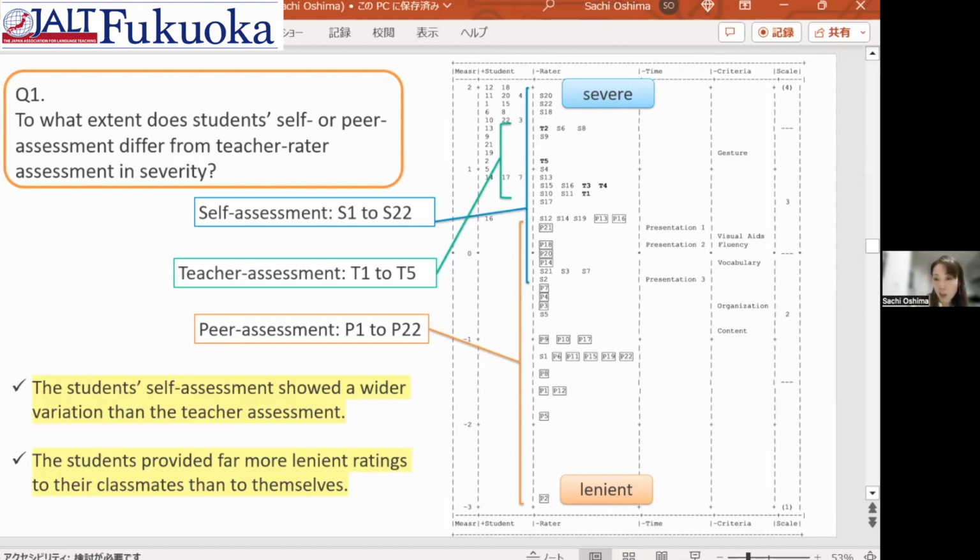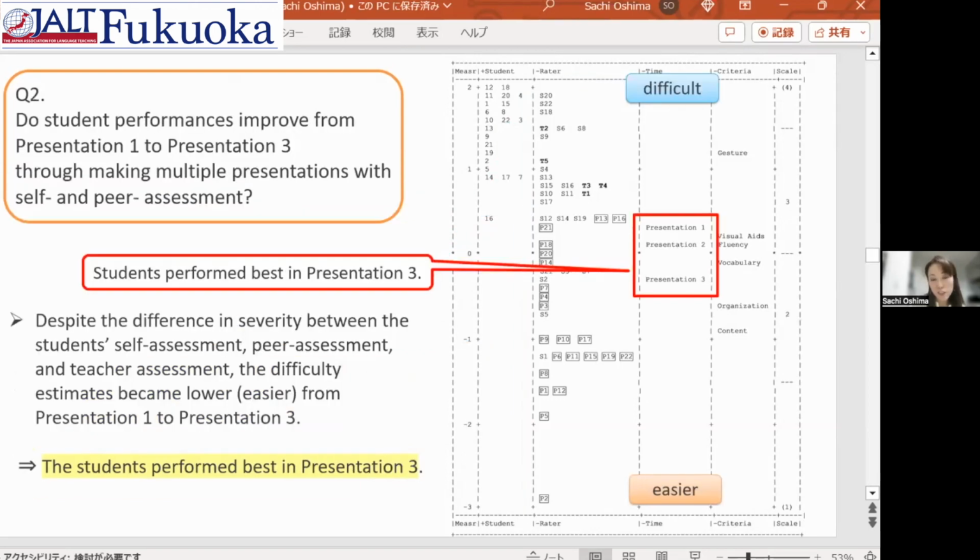Despite these huge differences among these three types of assessment, the second important result is that student performance improved. So using the same Wright map is easier. In this Wright map, the higher the item position, the more difficult it is estimated to be, and the lower the item position, the easier. And you can see presentation 1 is positioned higher, presentation 2 follows, and presentation 3 follows.